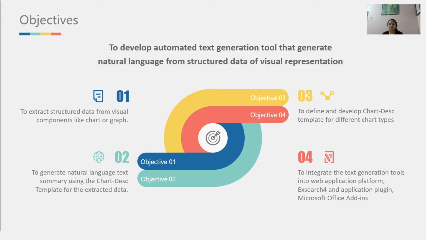The main objective of this project is to develop automated text generation tools that generate natural language from structured data of visual representations. In this project, I extract structured data from visual components like charts or graphs and generate natural language summaries using the defined templates, define and develop templates for different chart types, and integrate the text generation tools into web applications and Microsoft Office web add-ins.